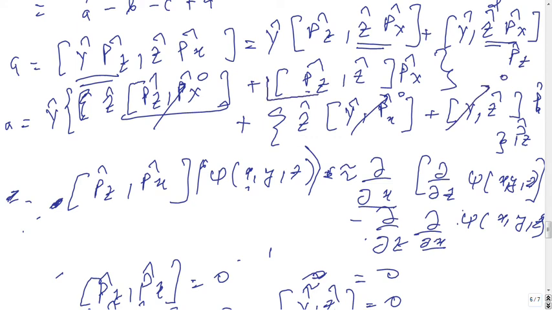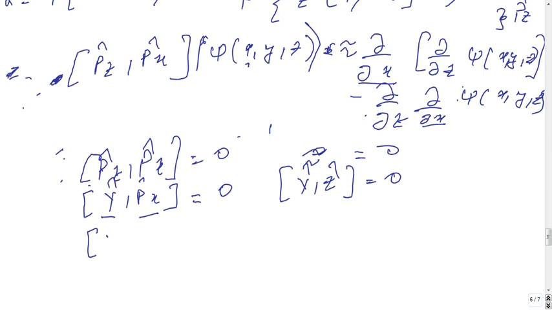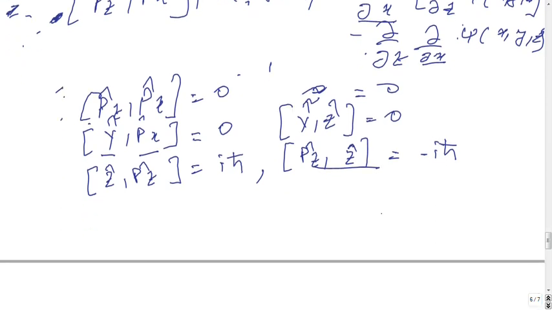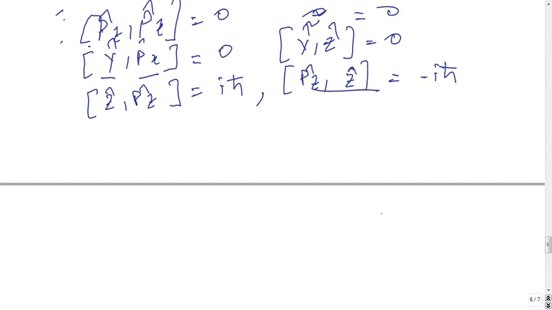So the only term left is this, and you know that this is iota h bar. And if I reverse the order of the commutation, it becomes minus iota h bar. So this is another property of the commutator. So this A becomes minus iota h bar y hat px hat.